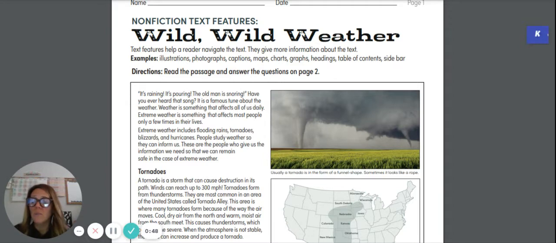Okay, and so we talked about text features, and we said lots of different text features. So I want you to stop and think. Let's recall, what were some of those text features we talked about yesterday? So think about it. Think about it a little bit more.